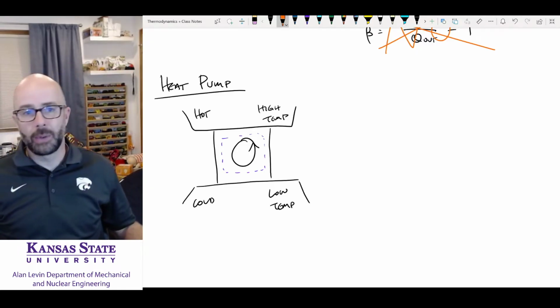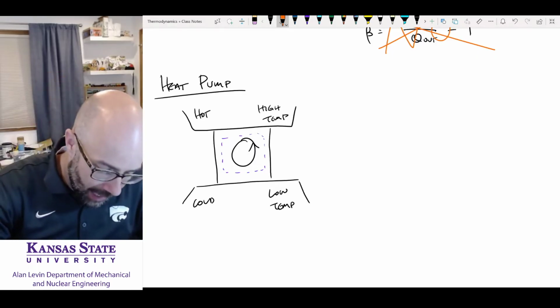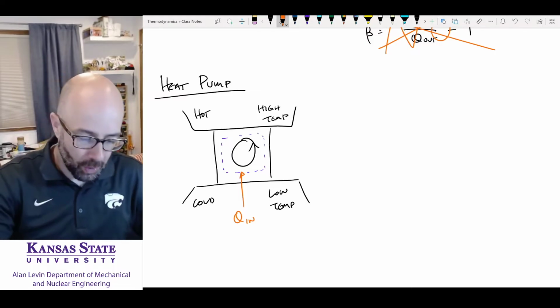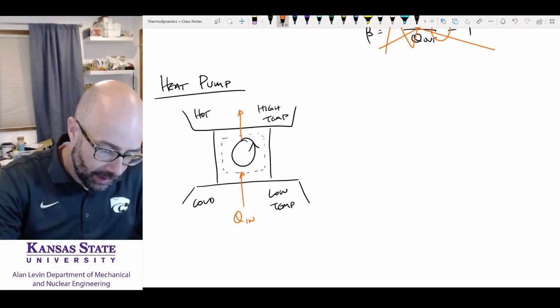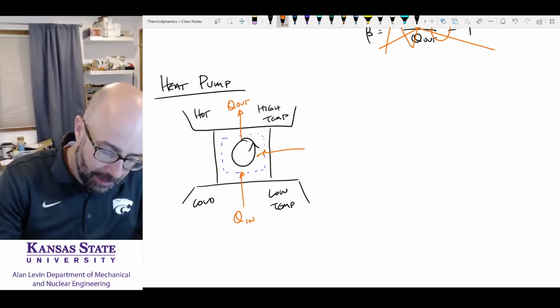Nothing new here. But here's what's going to be with the heat pump. We're going to have our Q in, our heat transfer in, coming from the cold reservoir, and our Q out going into our hot reservoir, and we're going to be providing some power or some work coming in here.